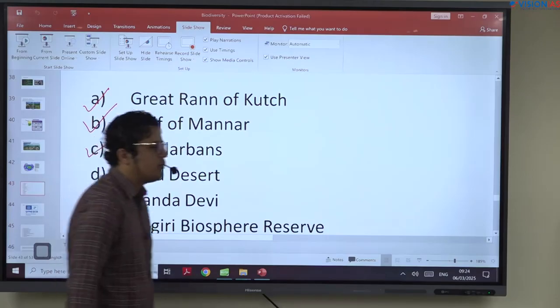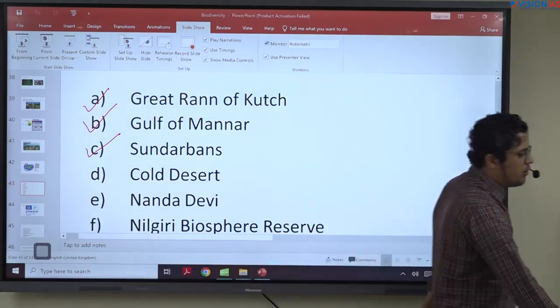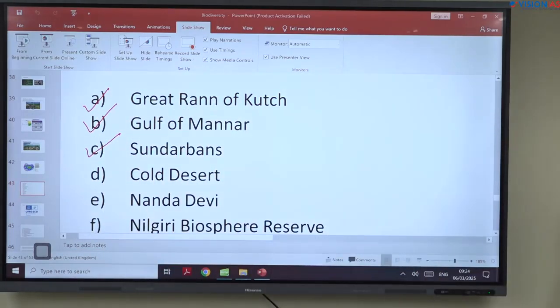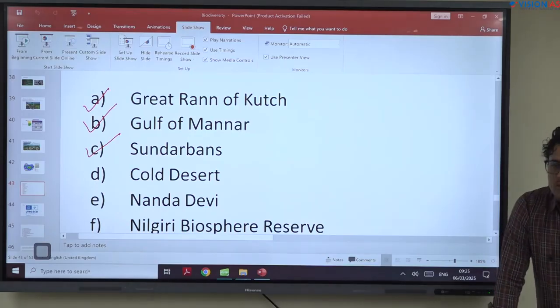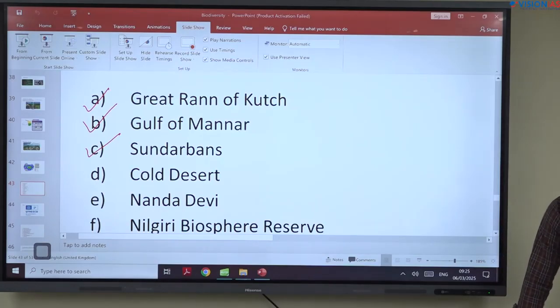Next, Cold Desert, Himachal Pradesh. Known for snow leopard and red fox.